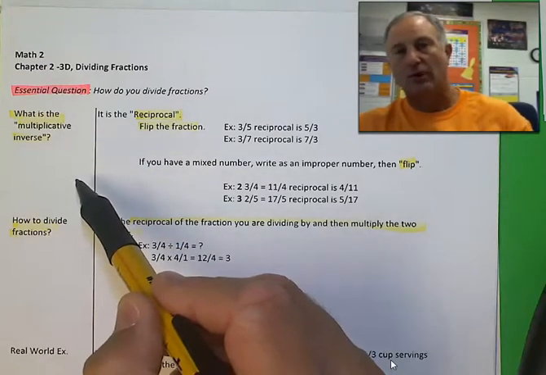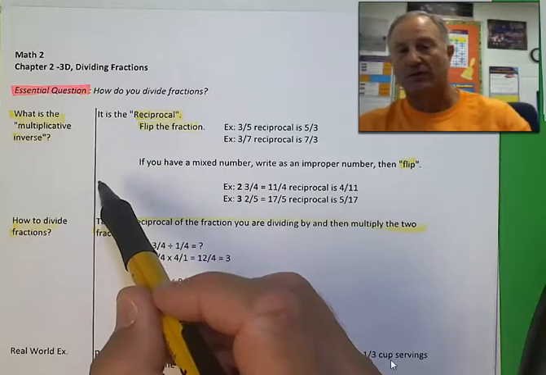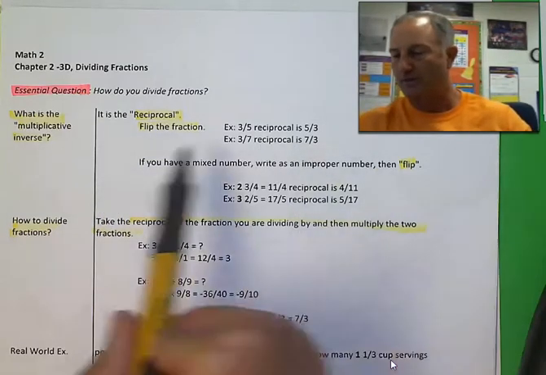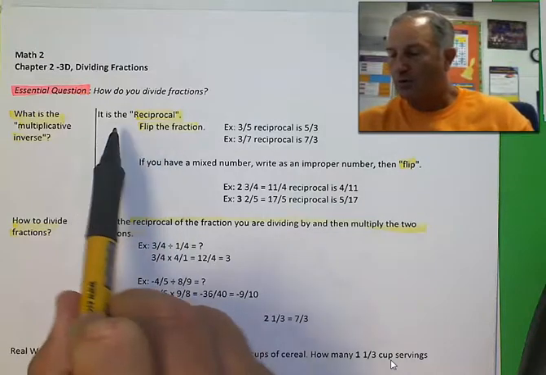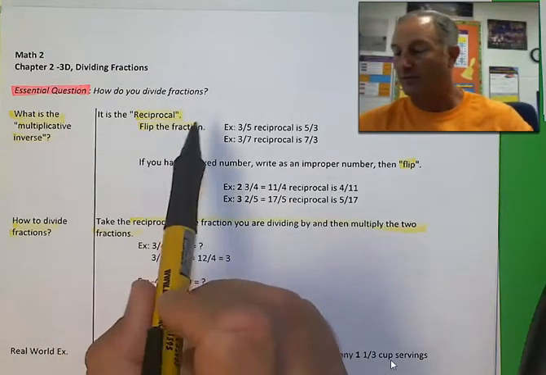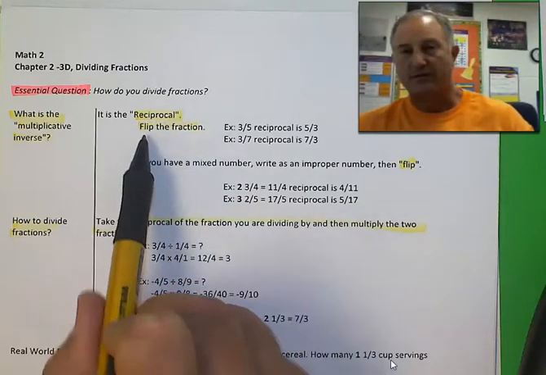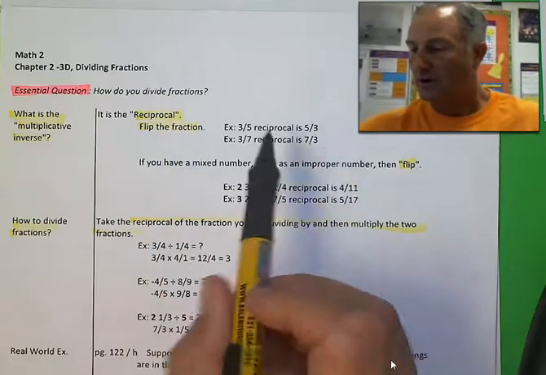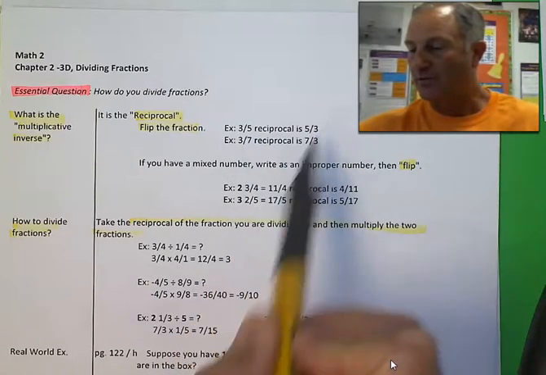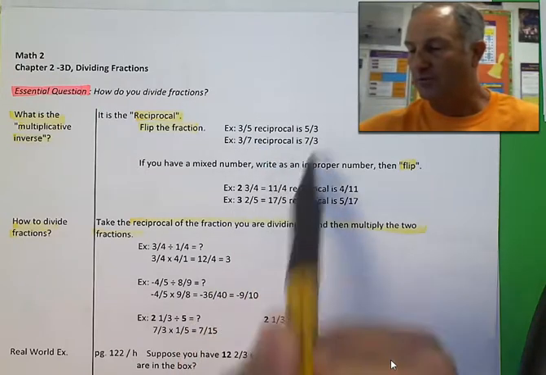Remember, when we're dividing fractions, we're going to end up turning it into multiplication. Well, you can't just change it to multiplication. You have to do something. That something is to take the reciprocal of the fraction that follows it, or the number that follows it. So what is a reciprocal? Basically, it's flipping the fraction. If you had 3/5 as your fraction, its reciprocal would be 5/3. If your fraction was 3/7, its reciprocal would be 7/3.